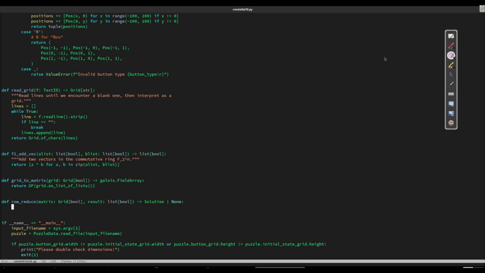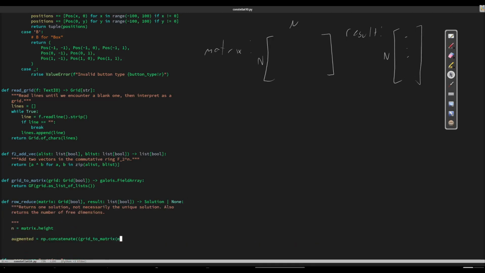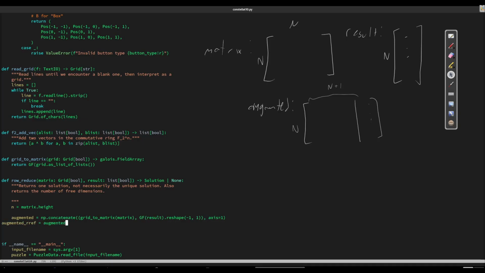Let's get started. We let n be the number of lights in our puzzle, which is also the height of our input matrix. Next, we build our augmented matrix, which consists of the original transformation matrix with one extra column added for the output. There's a bit of NumPy magic happening here to reshape everything into the right dimension, but nothing crazy. Now we tell the Galois library to row reduce the augmented matrix. This gives us an upper triangular matrix with as many ones on the main diagonal as possible.